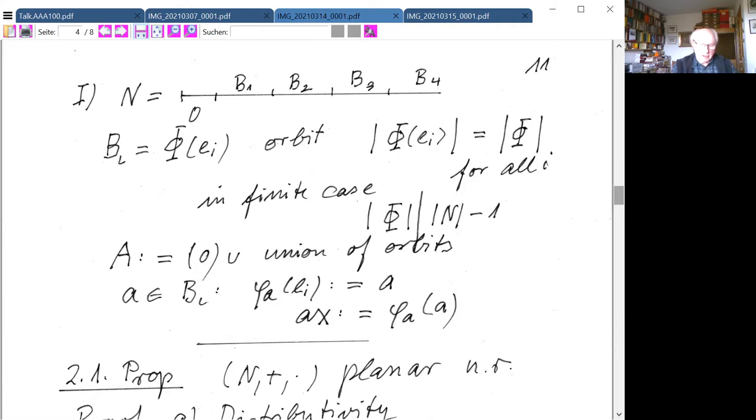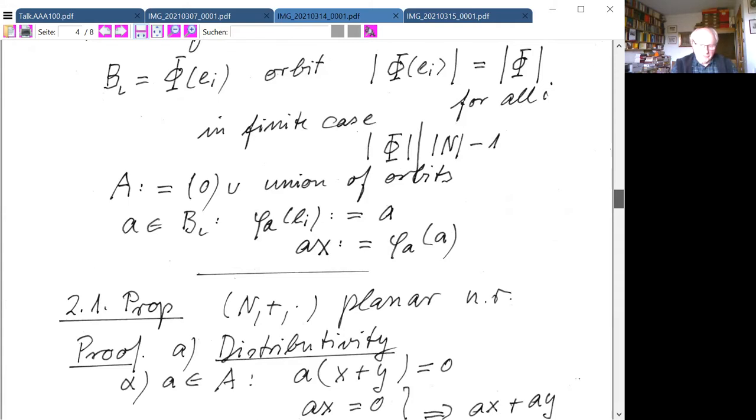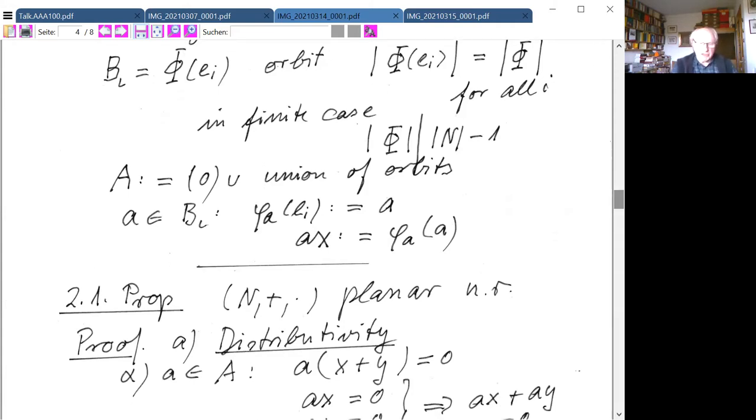And the union of those elements which, by multiplication from the left, lead to 0 will be A. A is a union, but this is also a union of orbits. A times x for all x in N will be 0 if a is from capital A.